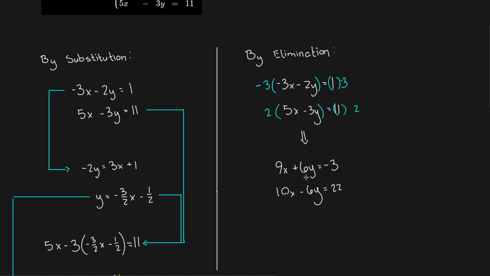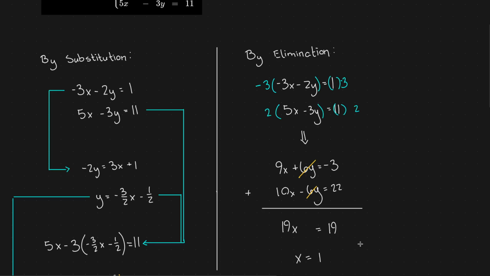Right? But now, look, I've got a 6y in my first equation, I've got a negative 6y in my second equation, and it's the same y, right? Same x, same y in both equations. So what I can do is add the equations together. If I add the equations, 9x plus 10x is 19x. And then 6y minus 6y, they go away, they eliminate. And on the right-hand side, negative 3 plus 22 is 19. And now I have one equation with one unknown, which means x is going to be 1.